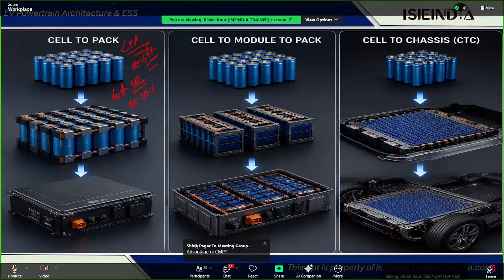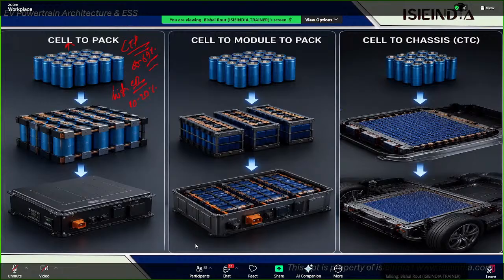So that is the advantageous side of cell to pack, right? It is not like, sir, cell to pack is a godlike structure and CTM is a devil structure. No. Cell to pack has some trade-offs. I will explain, Shlok, in the further sections the advantages of CTM. We'll go one by one so that you can understand it, right?